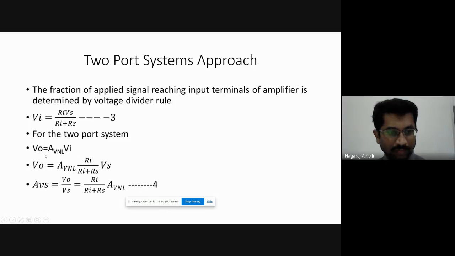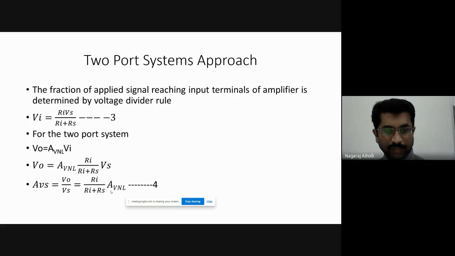Once again, I'll explain. V naught will be equal to AV total into VI because it's for two stages. We are calculating for the two-stage system, and the earlier equation was done for only one stage. Therefore, V naught will be AV total into VI, which is Ri Vs divided by Ri plus Rs. Substitute that and rearrange the terms. V naught by Vs, that is AVS, will be equal to Ri divided by Ri plus Rs into AV total. Instead of AVNL, we have AV total. That's the only change for the two-stage system.